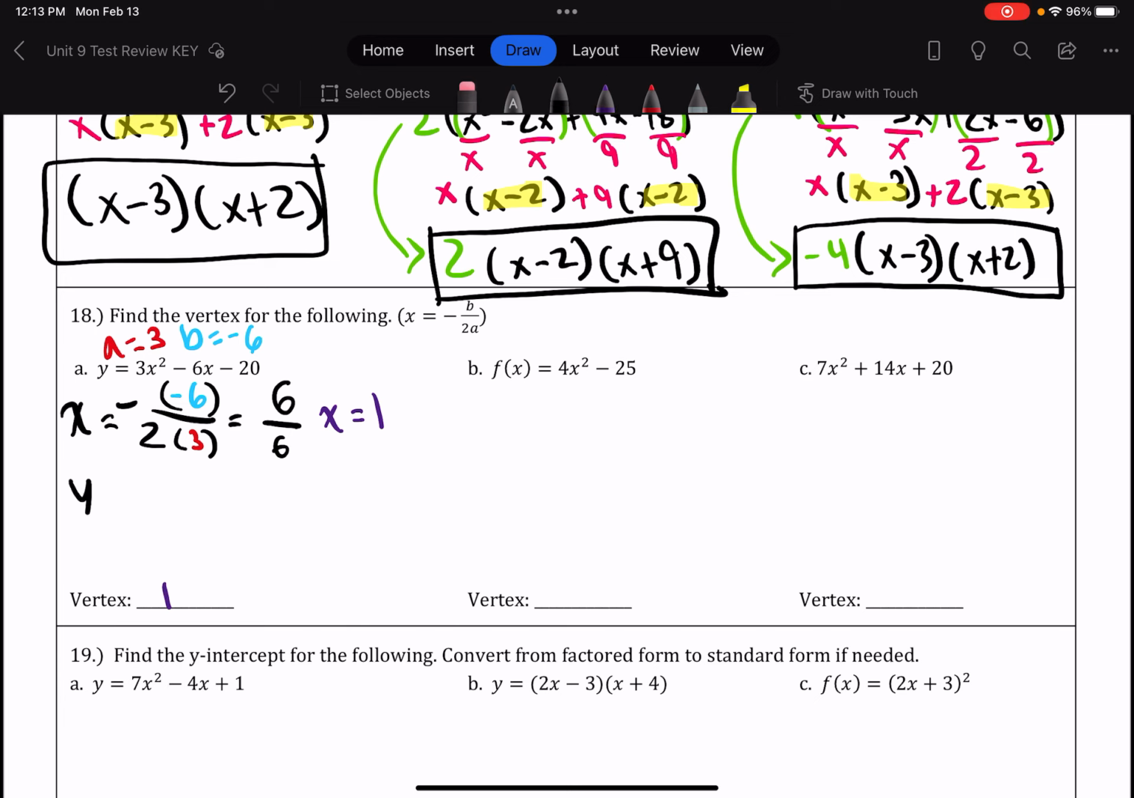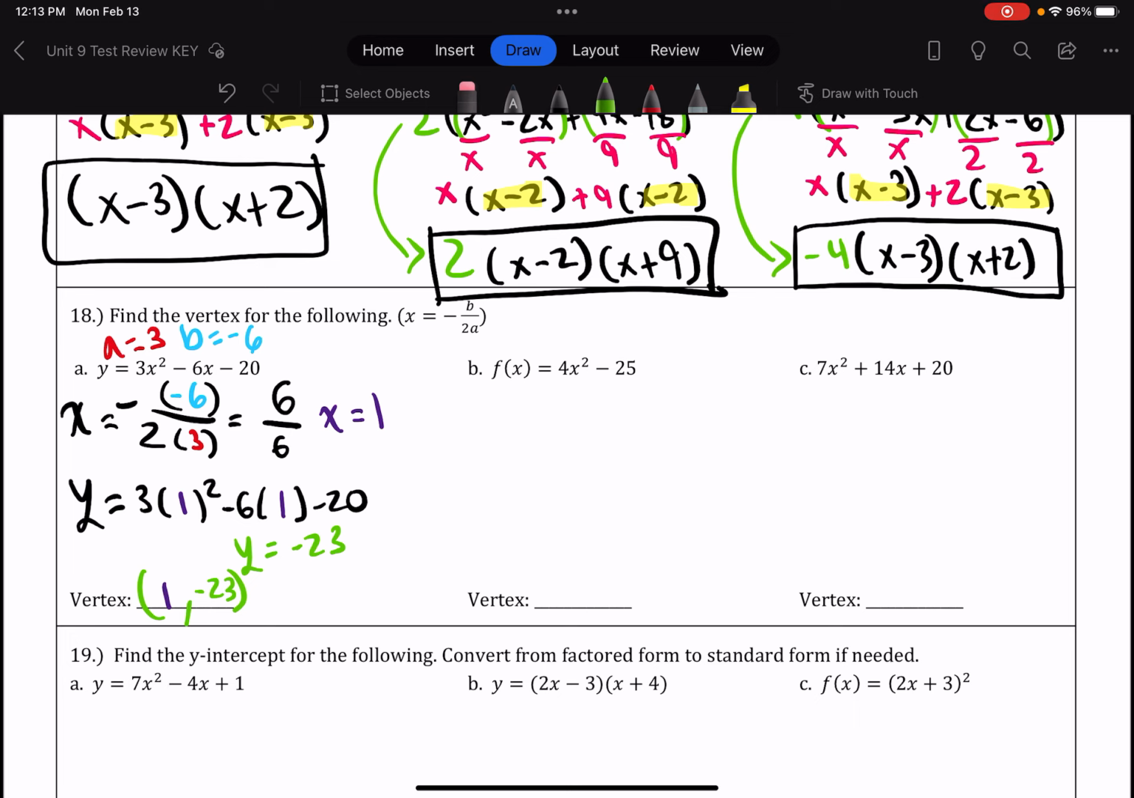Now I'm going to substitute that value in to my original function anywhere I have an x. So I've got 3 times 1 squared minus 6 times 1 minus 20. Now, you can use a calculator for this, or you can do the mental math. It's up to you. I'm using a calculator just because I want to make this video a little bit quicker for you. So this yields an output of y equals negative 23. So therefore, my vertex is 1, negative 23.